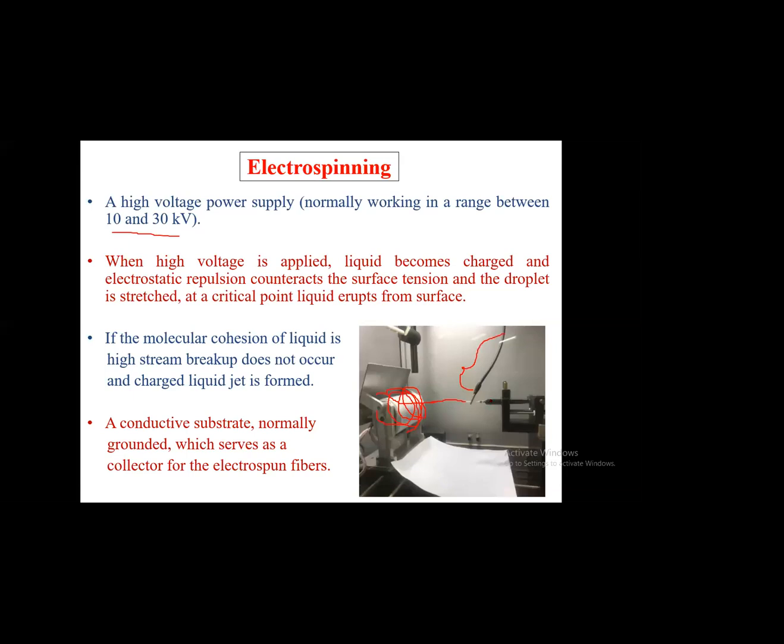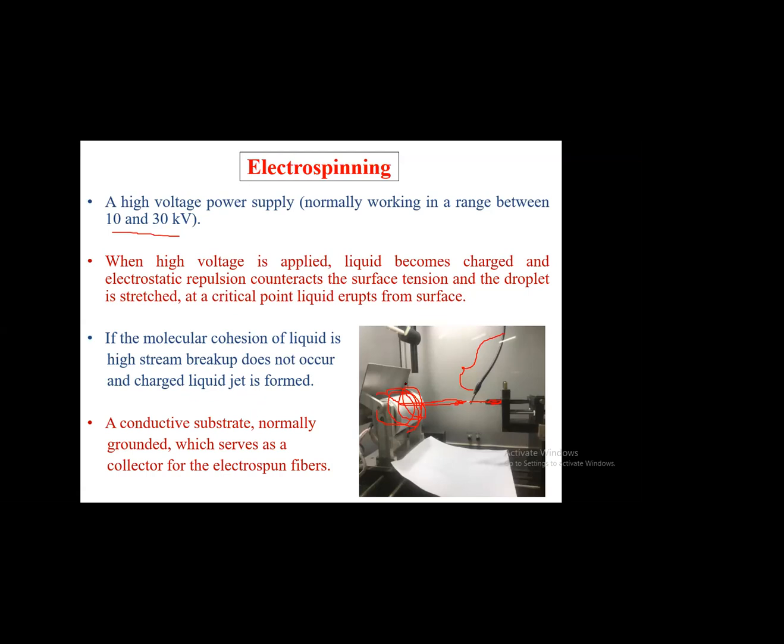Whatever liquid is inside this syringe comes from the syringe and gets charged with respect to the applied voltage, and electrostatic repulsion counteracts the surface tension and the droplet is stretched. Whatever drop is there, that droplet gets stretched towards the direction of this drum, and at a critical point, liquid erupts from the surface. If the molecular cohesion of the liquid is high, stream breakup does not occur and a charged liquid jet is formed.